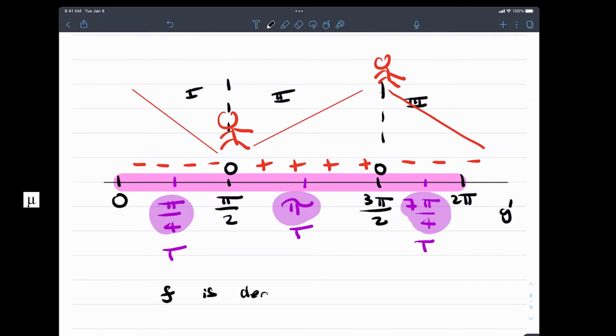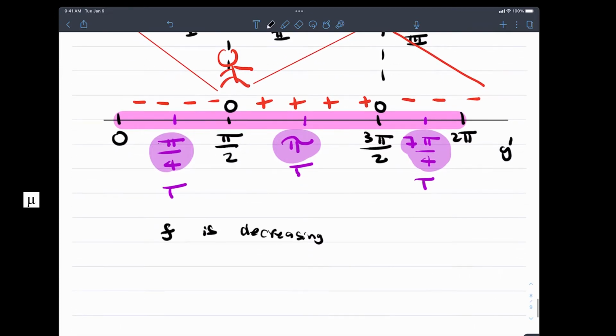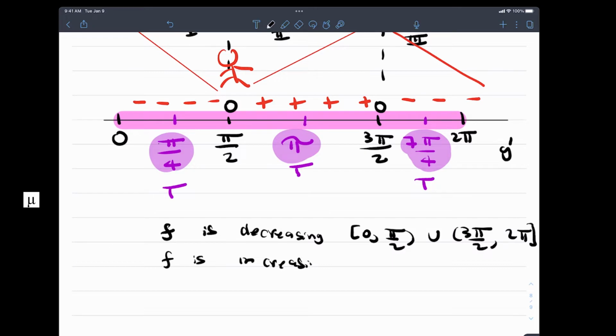F is what? Decreasing on what interval? 0 to pi over 2 union pi over 2 to 2 pi. F is increasing. Where is it increasing at? Pi over 2 to what? 3 pi over 2.